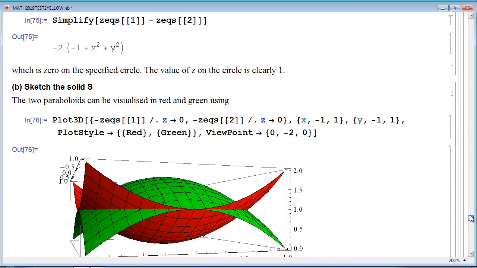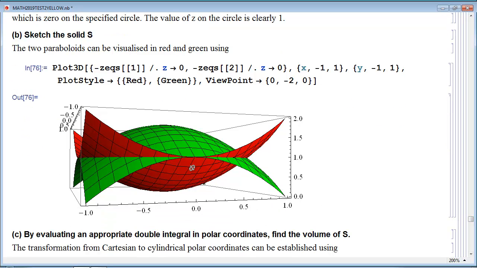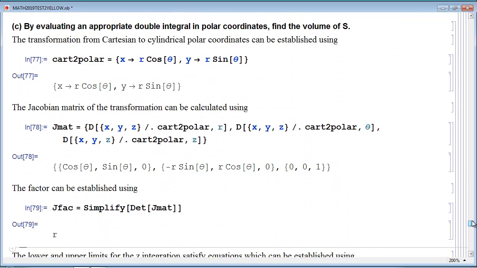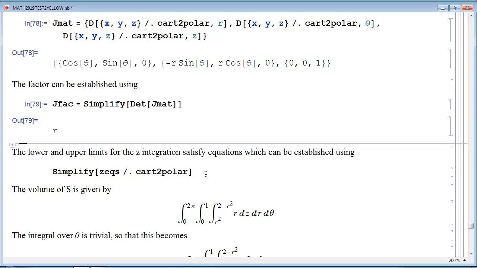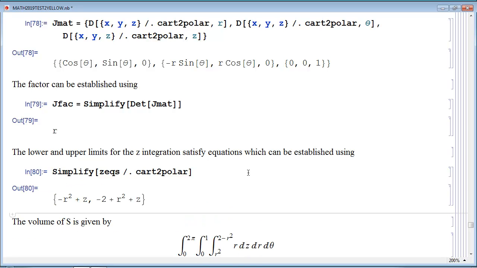If we do it in polar coordinates, we will have an integral around a circular region, and then we will integrate with respect to z from the value of r from here up to here, and then finally we'll integrate with respect to r from 0 to 1, because that's the radius of the circle. So we need to find out the values of z on the lower and upper surfaces, and this is what they are here.